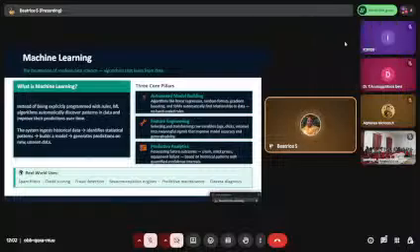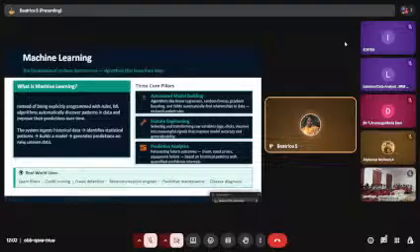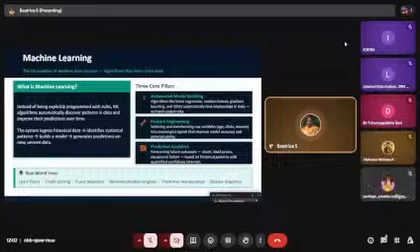So these are a few real-world uses. One is spam filters, credit scoring. We can find fraud detection, recommendation engines, predictive maintenance, and we can go for diagnosis. Any disease diagnosis can be detectable with the help of a machine learning algorithm.